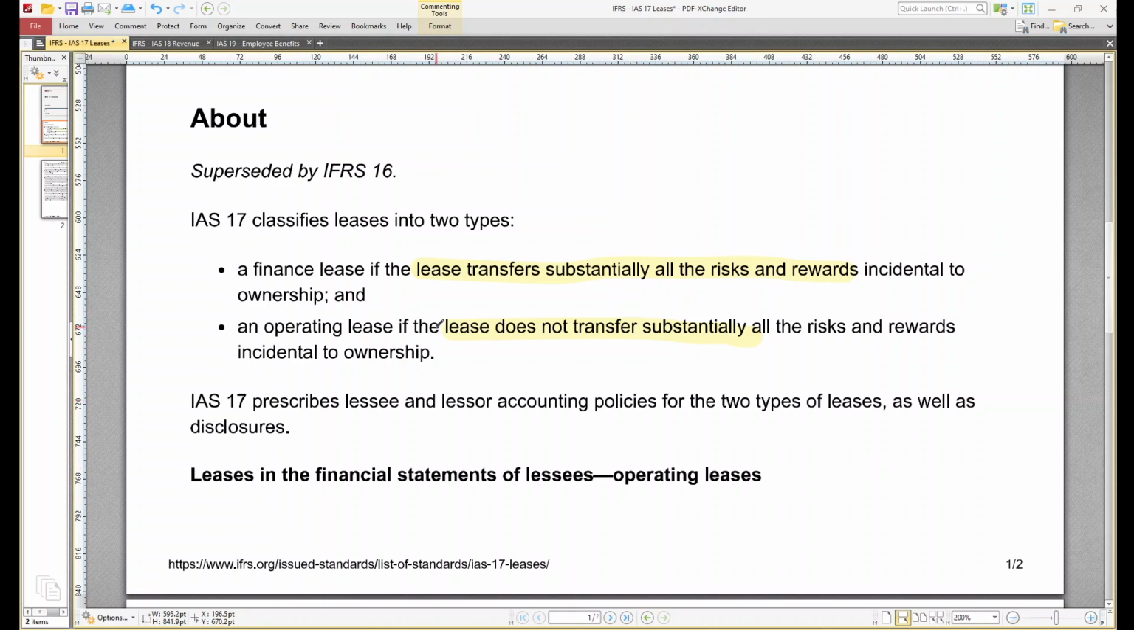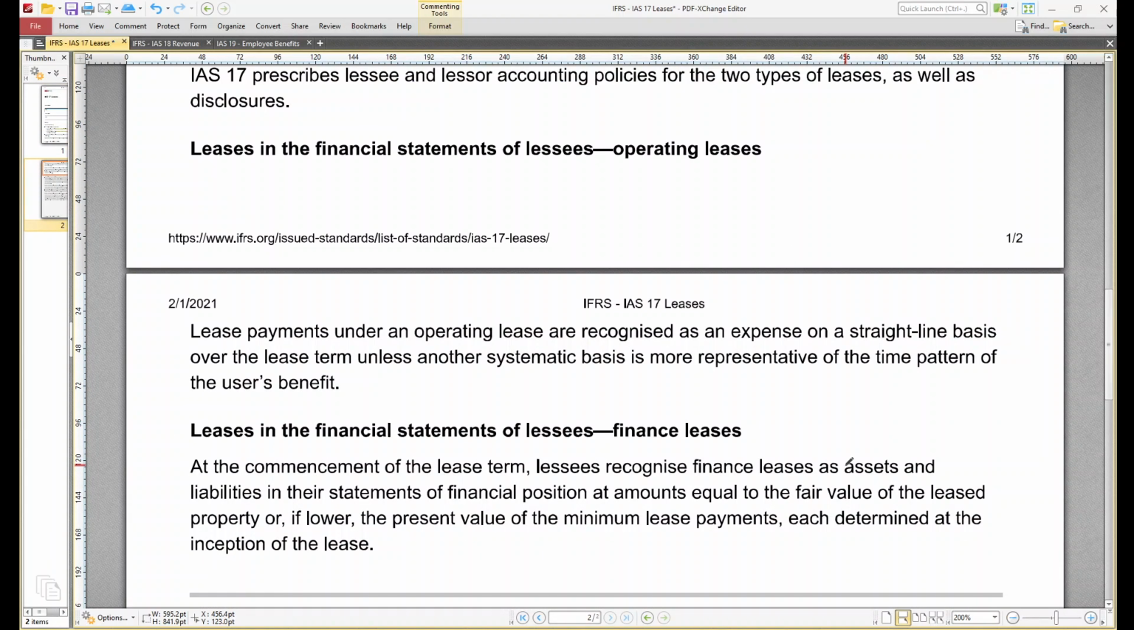Okay, IAS 17 prescribes lessee and lessor accounting policies for the two types of leases, as well as disclosures. And these payments under an operating lease are recognized as an expense on a straight line basis. Ito yung rental expense na makikita nyo sa income statement, over the lease term, unless another systematic basis is more representative of the time pattern of the user's benefit.